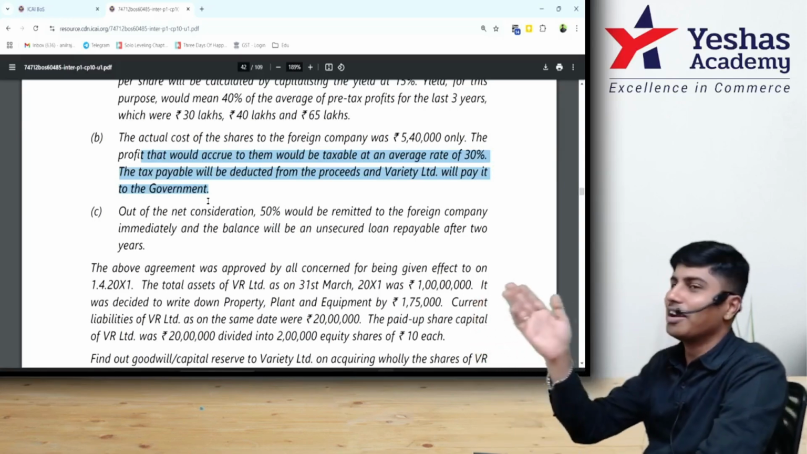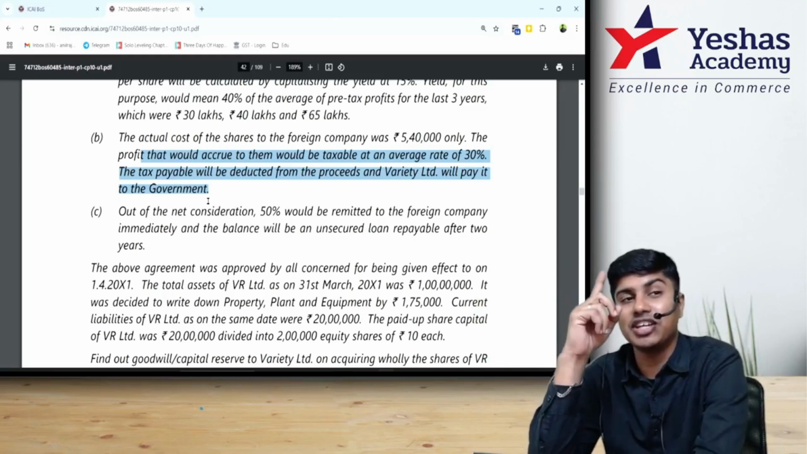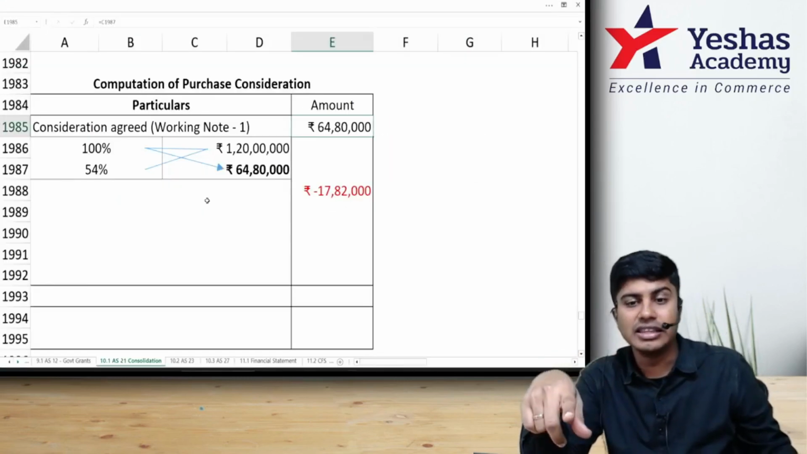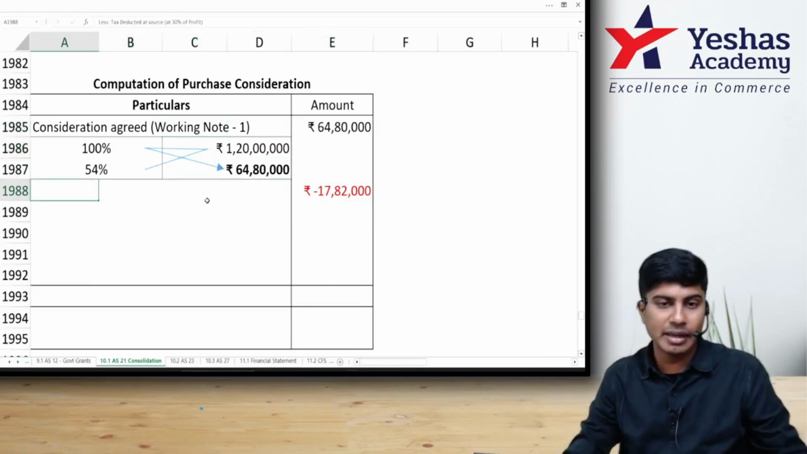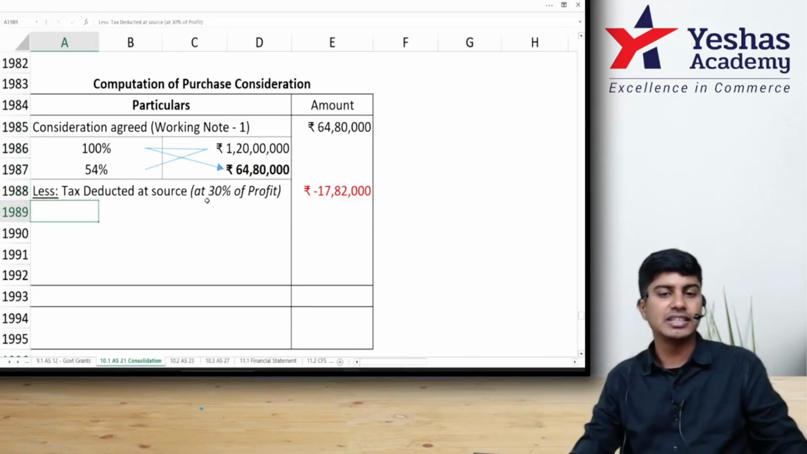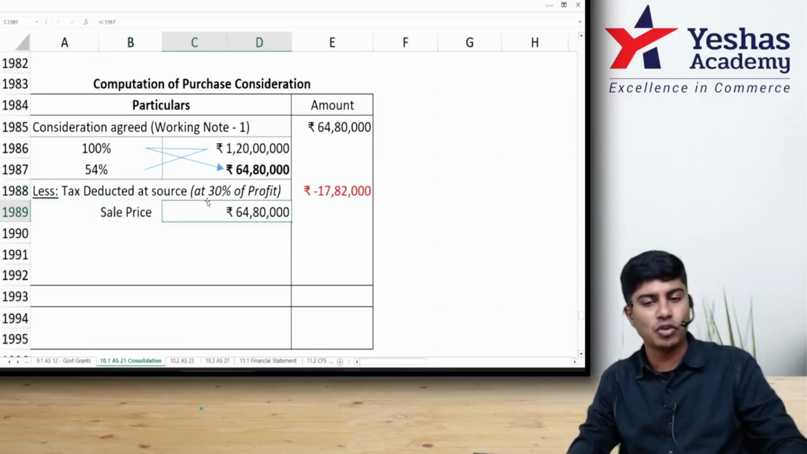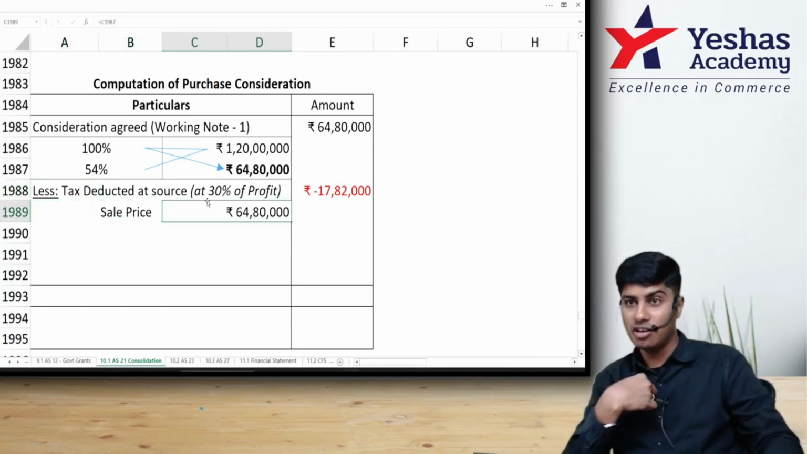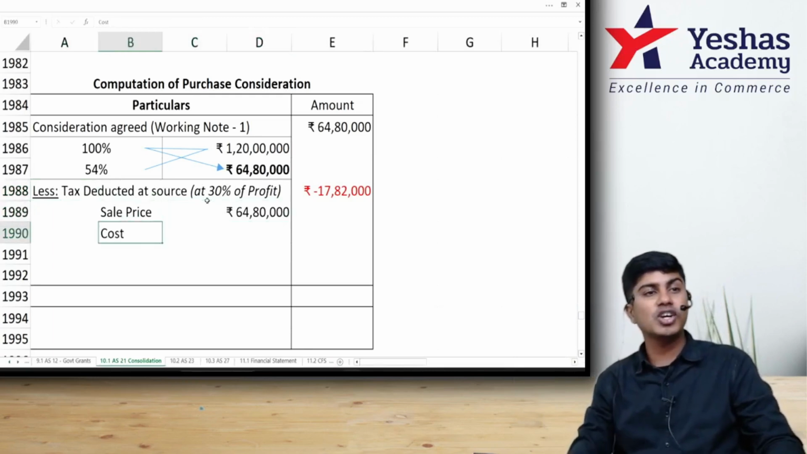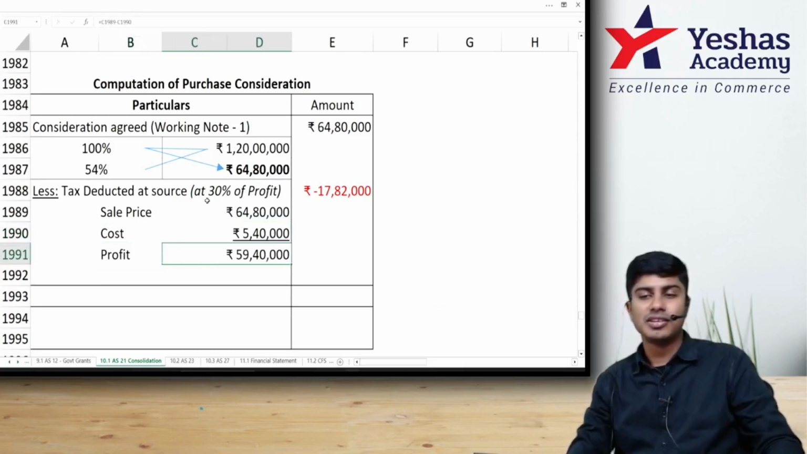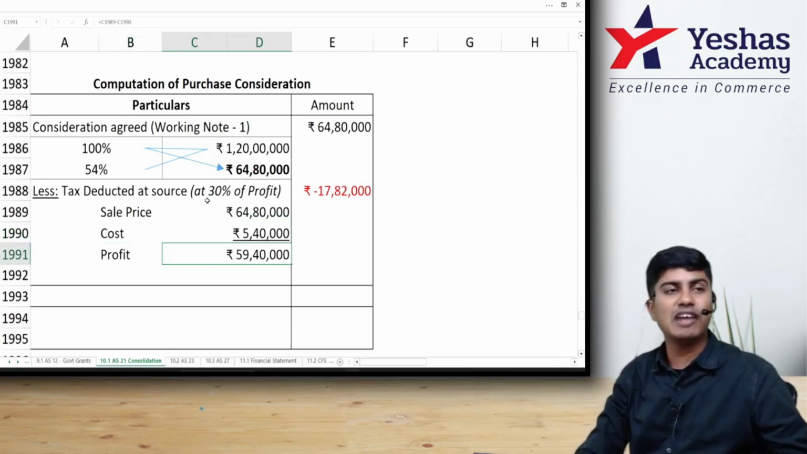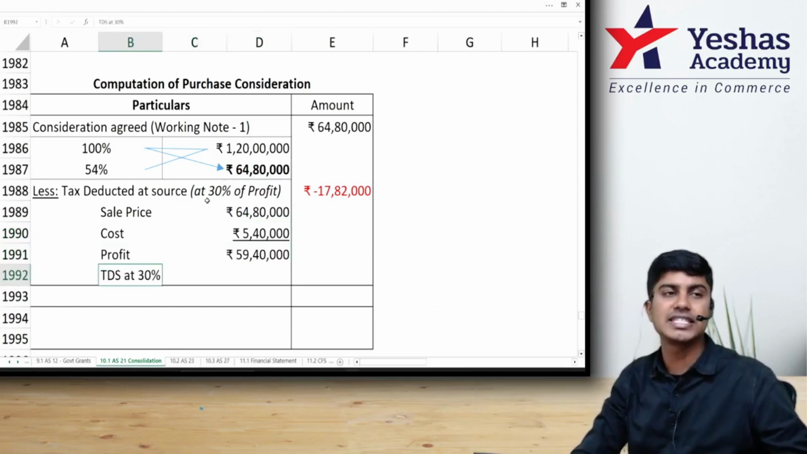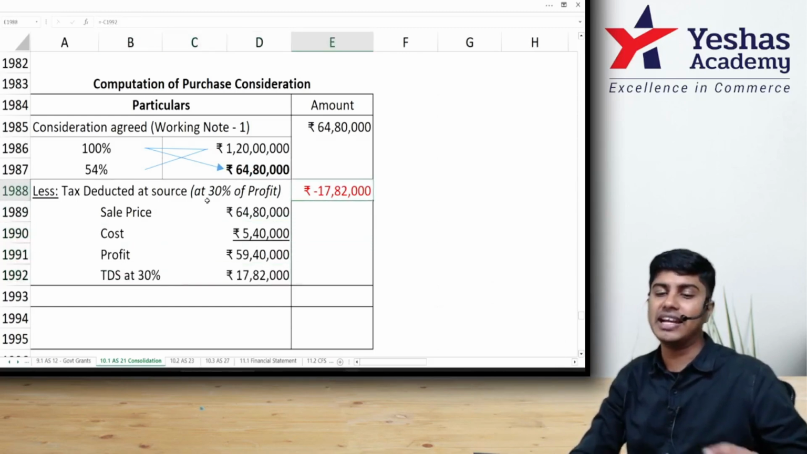So what should we be doing? They had purchased the shares at 5 lakh 40. They have sold it at 64 lakh 80. On the profit that they make, we have to deduct TDS. How much is their sale price? 64 lakh 80. Their sale price, not our sale price. For us, it is the purchase price. What is their cost price? 5 lakh 40. Identify their profit. See, we should compute the profit of the foreign company also. 59 lakh 40. On that 30% TDS. 17 lakh 82,000 should be deducted.